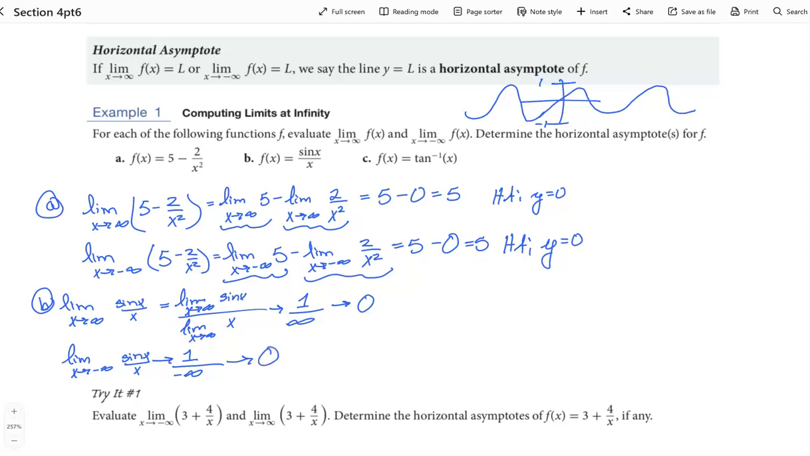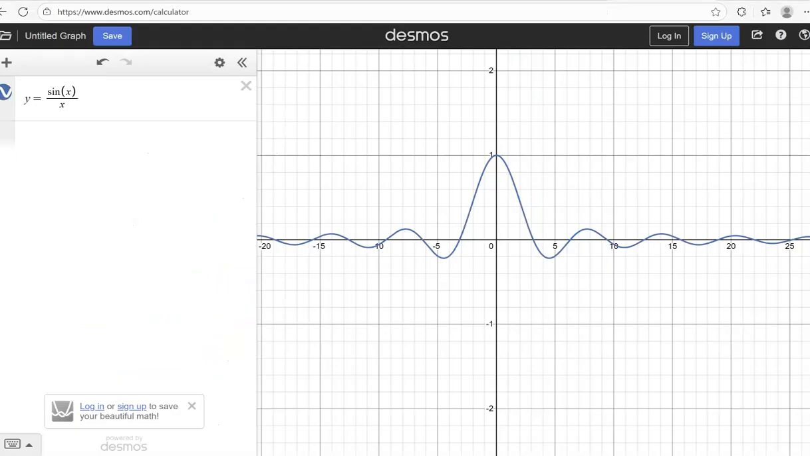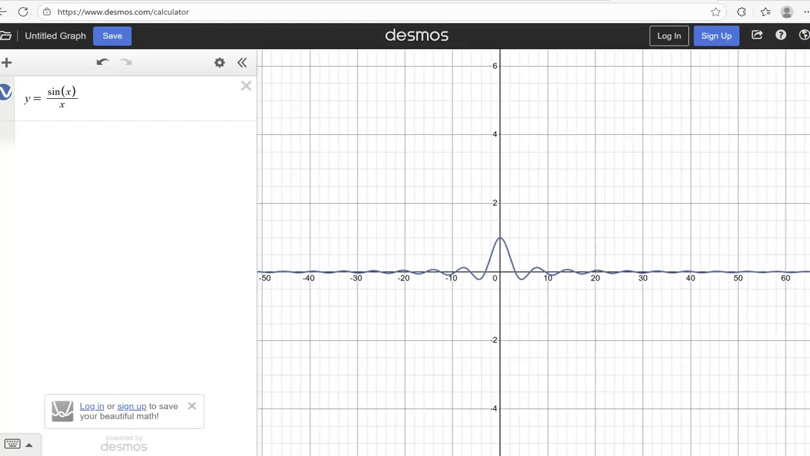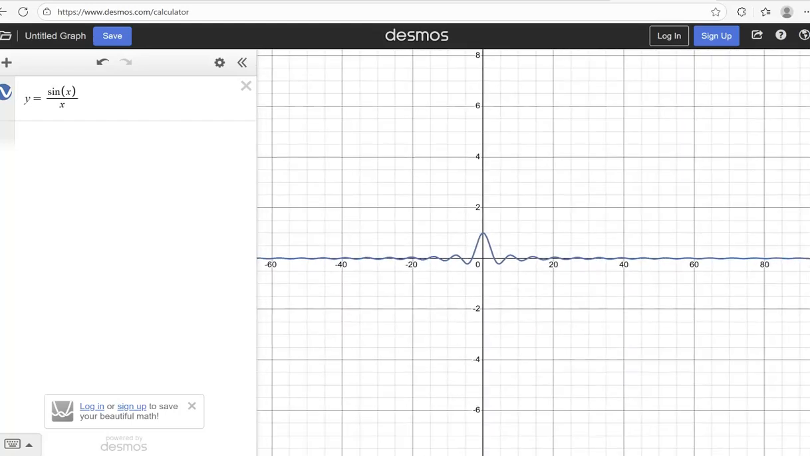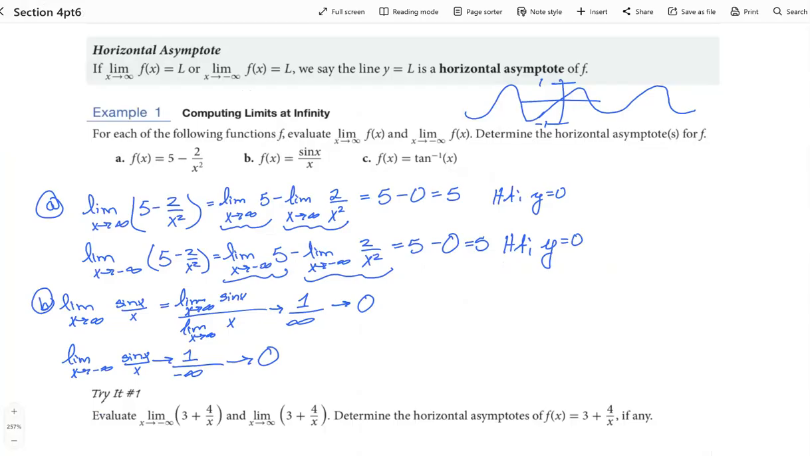still heading towards 0. If we look at that graph, here's sine of x over x. You can see what this graph looks like. And if we were to zoom out, as x gets larger and larger, we're heading towards y equals 0 on the right. As x gets smaller and smaller, we're heading towards y equals 0 on the left. So we would say that the horizontal asymptote is y equals 0.